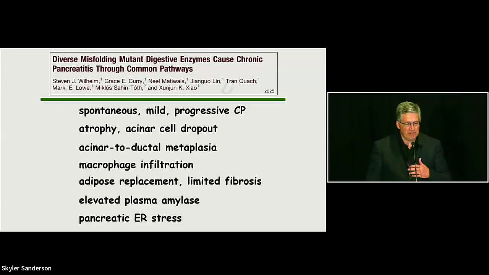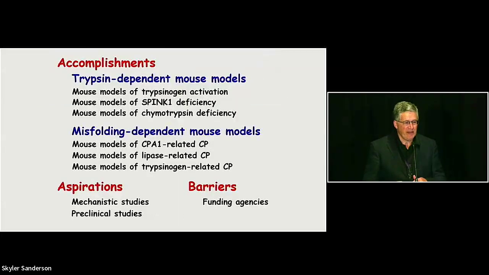And again, this is the generic, very similar phenotype across all the different strains of the misfolding mutants. Some nuances were discussed in yesterday's lecture, with the cell MODY strain versus the lipase or the CPA strain, but by and large, this is very common. And I leave you with the same slide I showed you before, which shows all the accomplishments, and these are readily available, some of our aspirations, and one major barrier. Thank you for your attention.